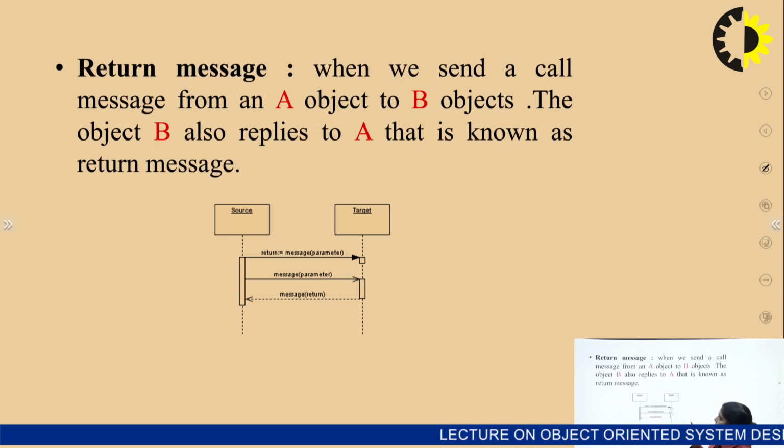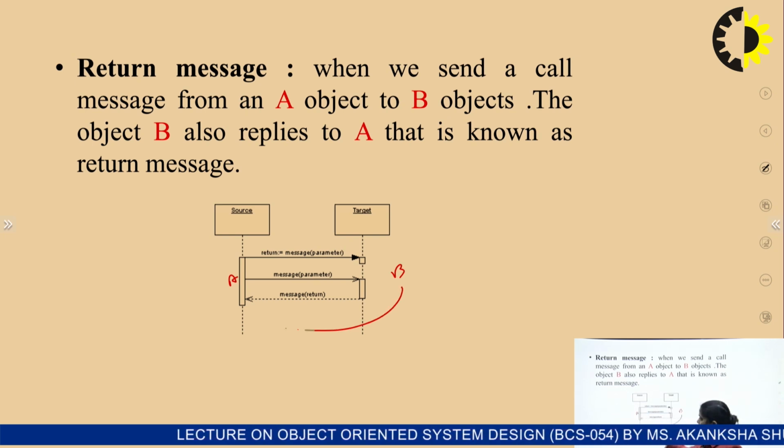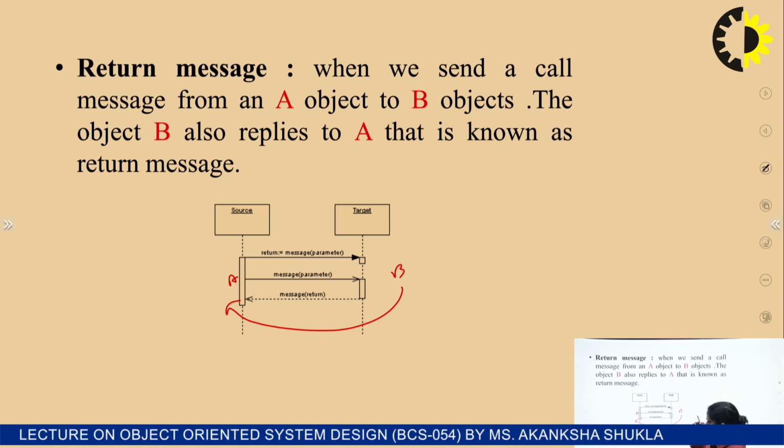Next one is the return message, which I already mentioned: when we send a call message from an object A to B, then object B also replies, acknowledging to A that it has received that message. So the reply message has the concept of an acknowledgement kind of message. Okay, that means the target has received the message communicated from the source, from object A.